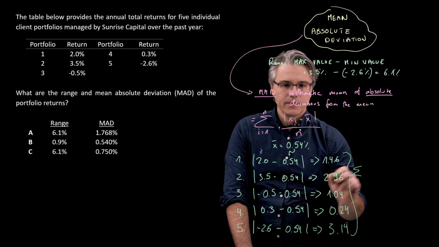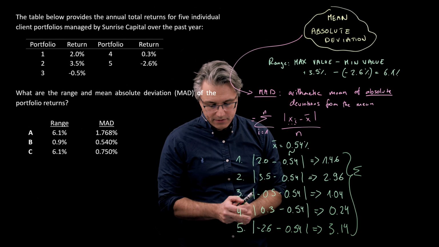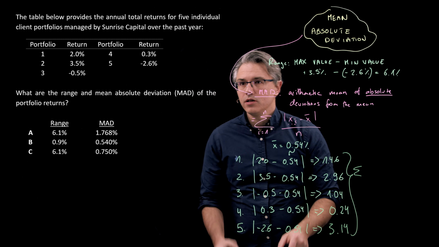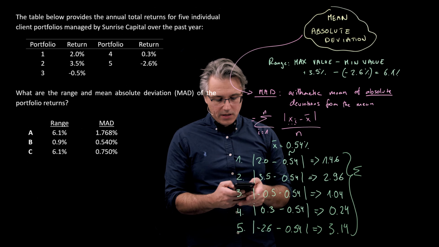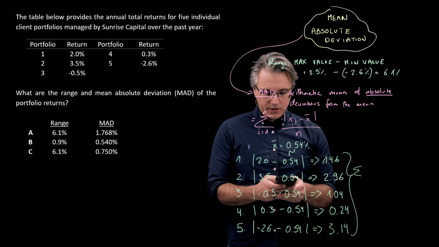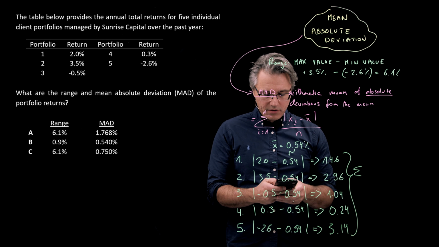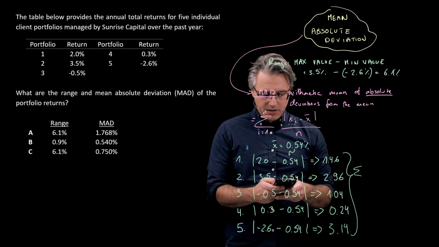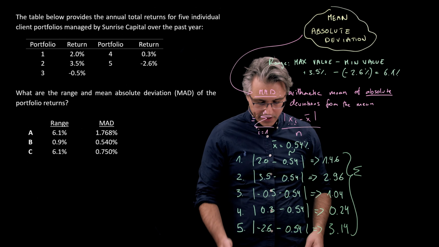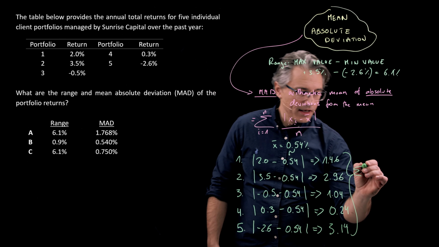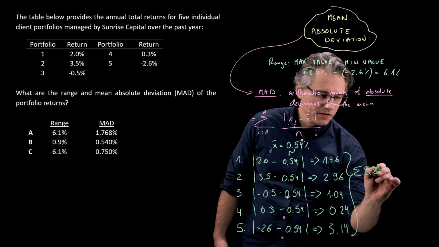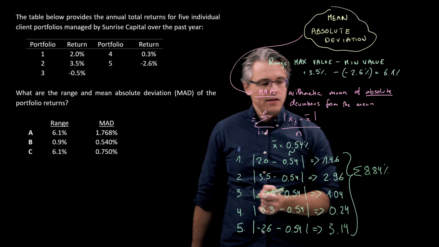Let's sum these up, okay? And I'll need my calculator for this. 1.46 plus 2.96 plus 1.04 plus 0.24 plus 3.14. Okay, the total comes in at 8.84. Okay, this is all in percent.